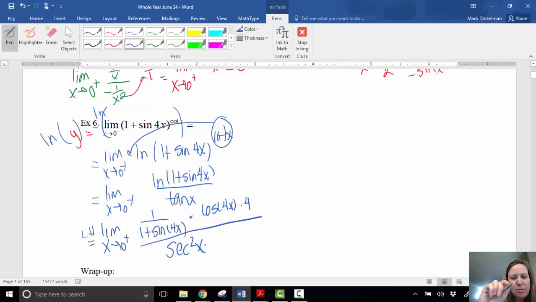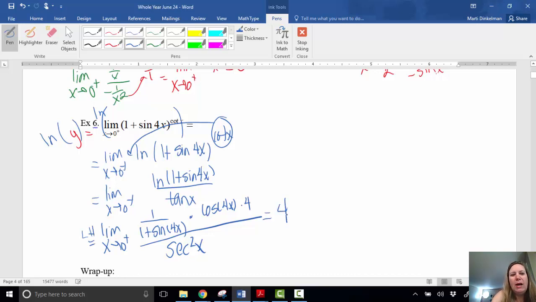And so now let's look. Can I plug a 0 in now? So sine of 0 is 0, but that's not a problem here. We get 1 over 1. Cosine of 0 is 1. So we're going to get a 4 in the numerator. Secant of 0, well, remember secant's 1 over cosine. Cosine is 1, so this would be 1 over 1, but then squared. So I think for this answer, we get 4.